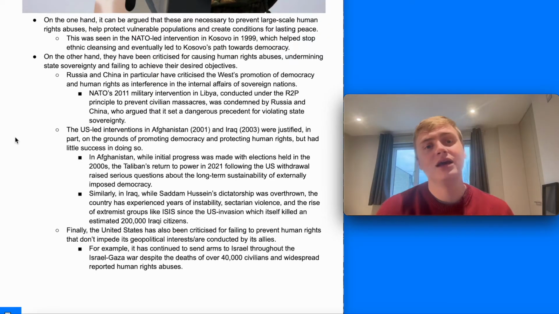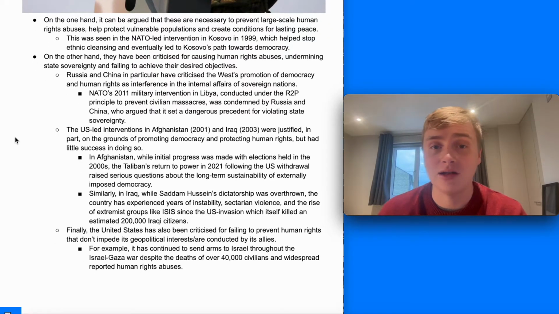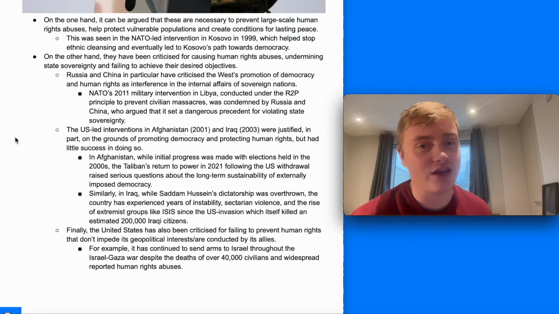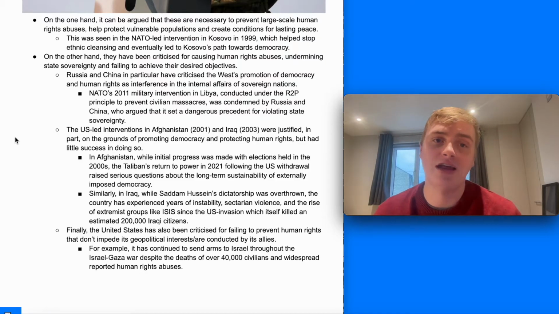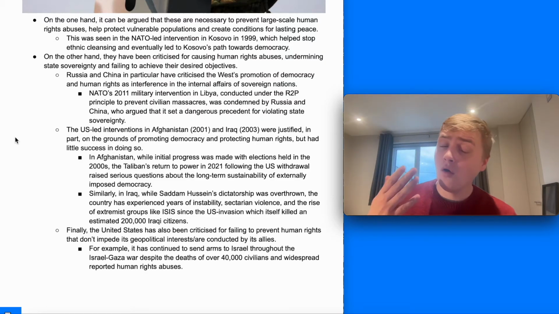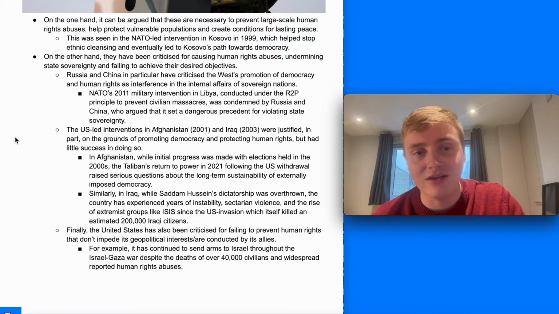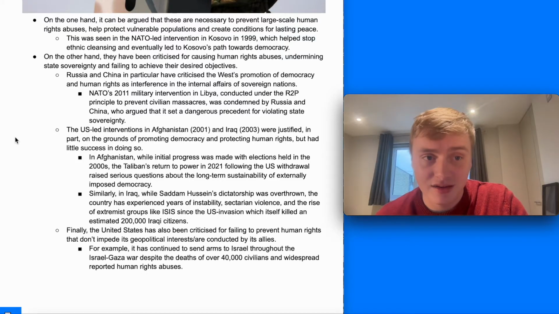On the one hand, it can be argued that these are necessary to prevent large-scale human rights abuses, help protect vulnerable populations, and create conditions for lasting peace and potential democracy. That can be seen, for example, in the NATO intervention in Kosovo. On the other hand, though, they've been criticised a great deal for causing human rights abuses, undermining state sovereignty, and failing to achieve their desired objectives.